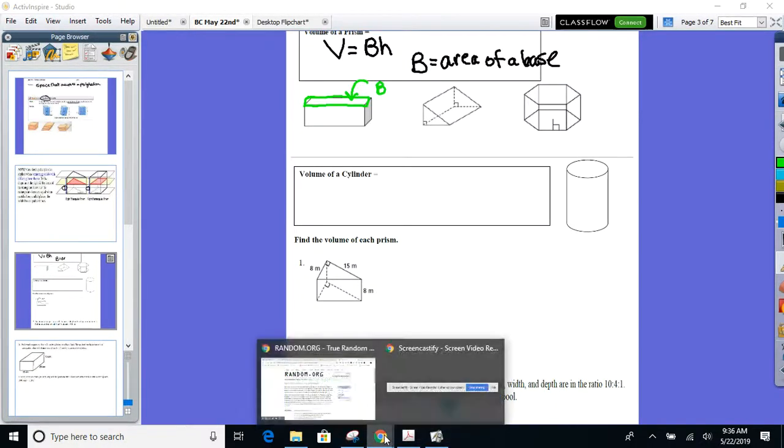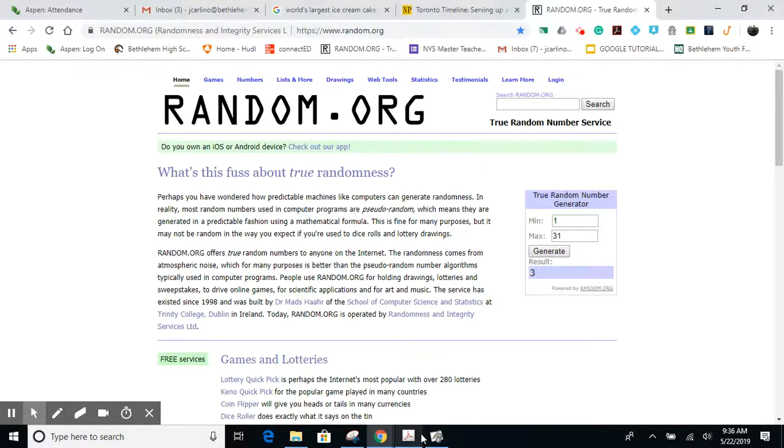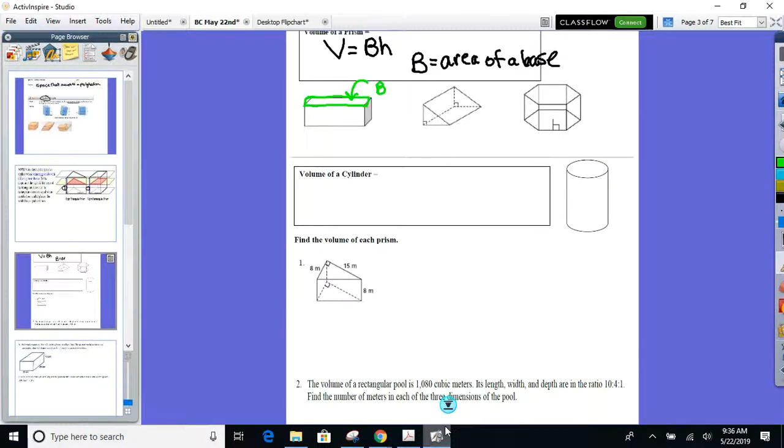Okay, second prism. What shape is the base here? It's a triangle. Yep. So you would take the area of that triangle, and that would be your big B value. And then finally, my last prism here. What's the shape of the base? Hexagon. So I would find the area of the hexagon using 1/2 AP, or divide it up into 6 triangles, and that would be my big B there. Everyone good?